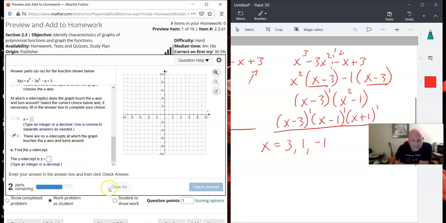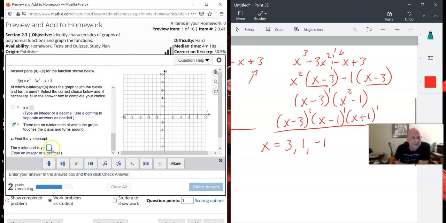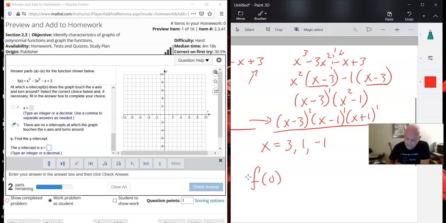Perfect. Now, the y-intercept. Well, the y-intercept is actually really nice to find. If you're given a list of factors like this, what you do is you make x 0 and you multiply all the numbers that are left. So it really is just, f of 0 gives you the y-intercept.